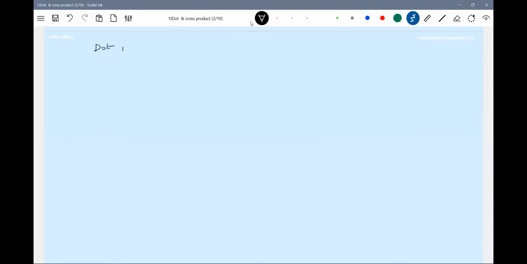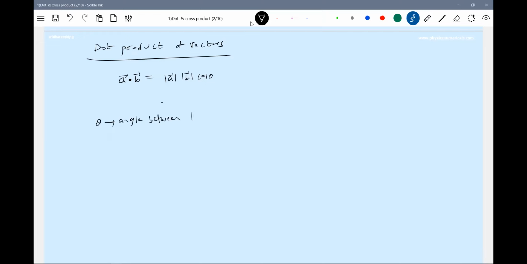Now the first tool is the dot product of vectors. This will be our topic. Then a bar dot b bar is equal to mod of a bar, mod of b bar, cos theta. What is theta? Theta is the angle between the vectors a bar and b bar.